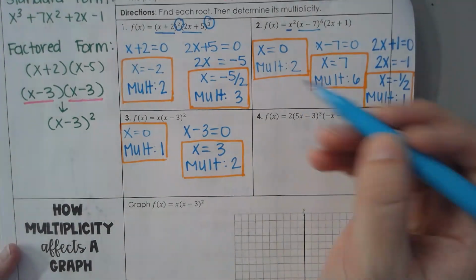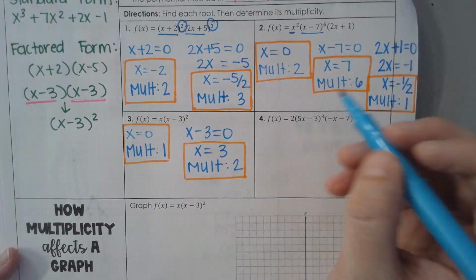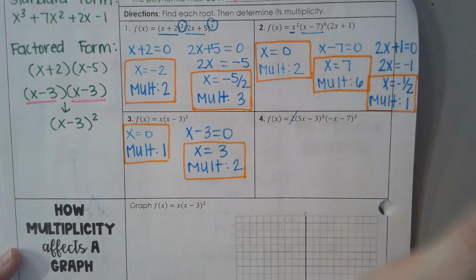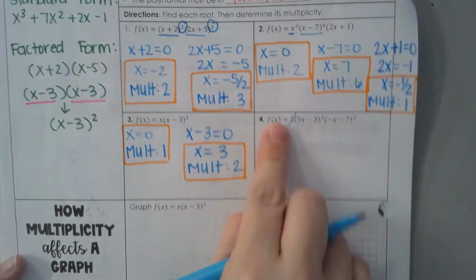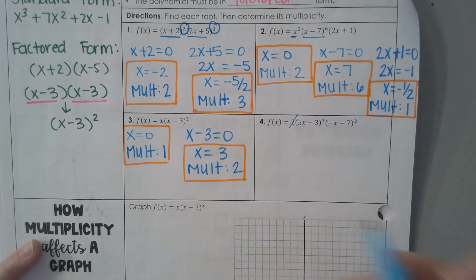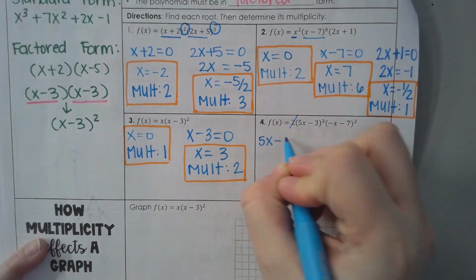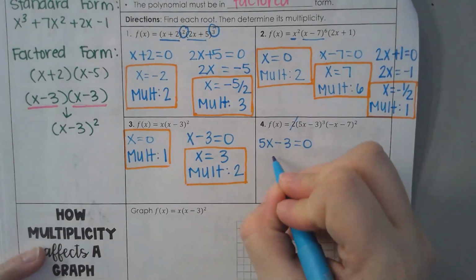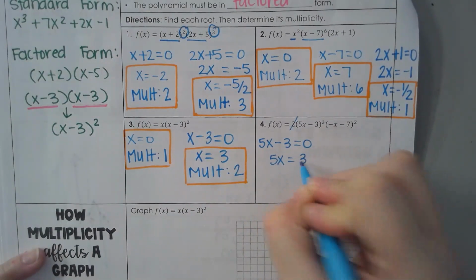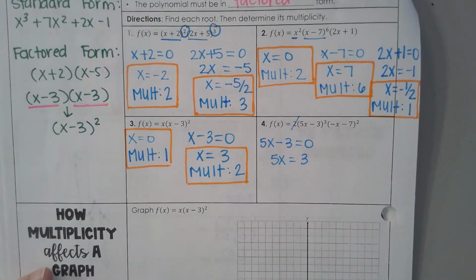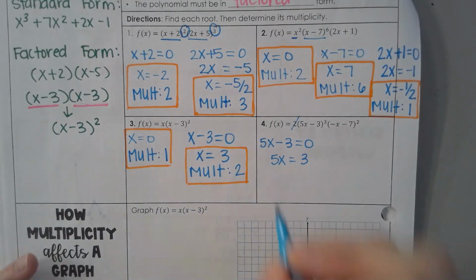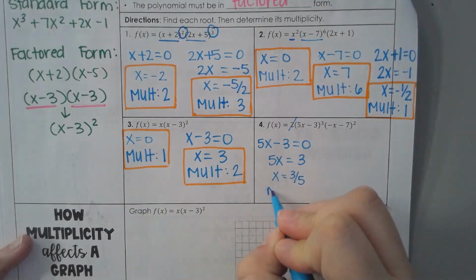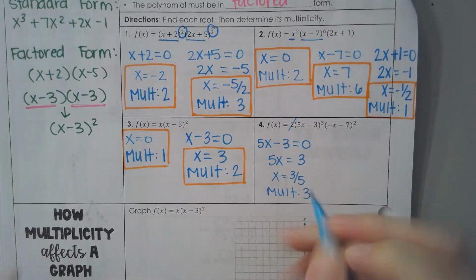Then number 4, there's just a 2 in the front. You don't need to do anything if it's just a number. If it has an x with it, then yeah, you set it equal to 0. But if it's just a number, you don't need to do anything. And we have 5x minus 3 equals 0. So 5x equals 3, or x equals 3/5, with a multiplicity of what? 3.